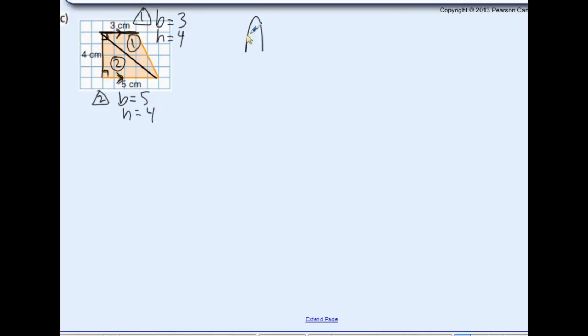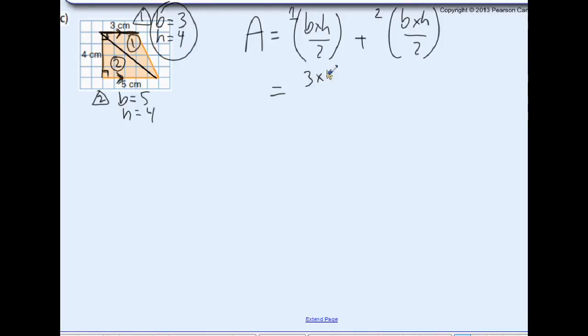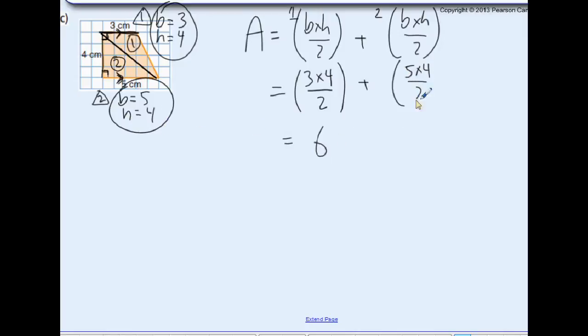So easy, same thing. Area equals, I'm going to write base times height divided by 2. This is going to be for triangle number 1. And then triangle number 2, base times height divided by 2. So for triangle number 1, we have 3 times 4 divided by 2, which is going to give us 12 divided by 2, which is 6. Triangle number 2, we have 5 times 4 divided by 2, which is going to be 20 divided by 2, which is 10. 6 plus 10 is 16 centimeters squared. And that is question 1C. Well done, Mr. Hammer. Thank you.